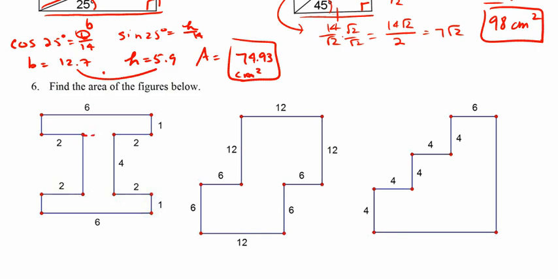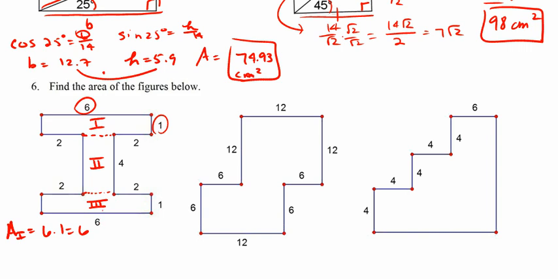If I break off this top rectangle, we'll call that part number 1. And then break this triangle off, I've got part number 2. And then let's call this triangle 3. Alright. The area of triangle 1, I've got a base of 6 and a height of 1. 6 times 1 is 6.